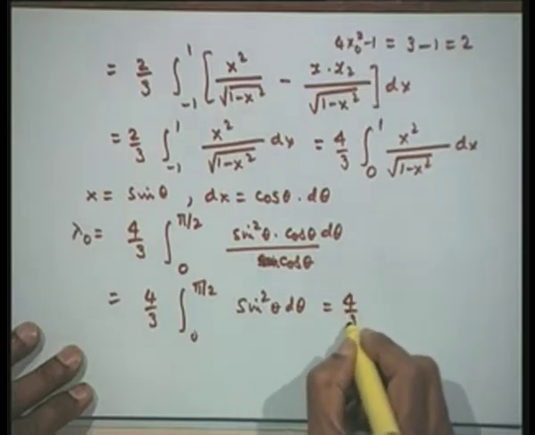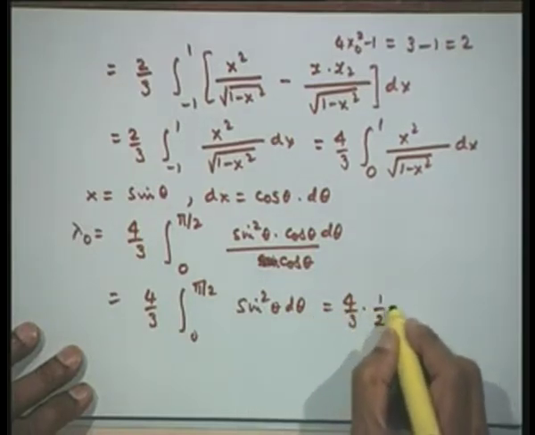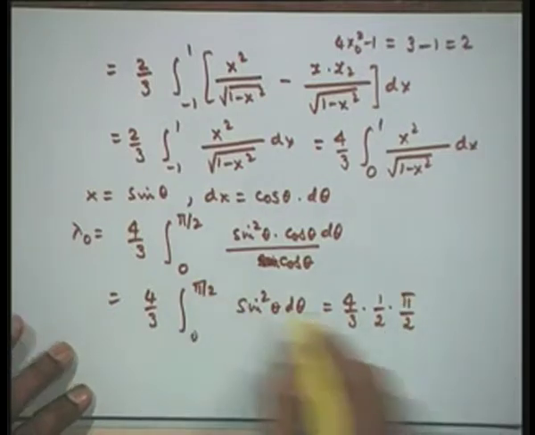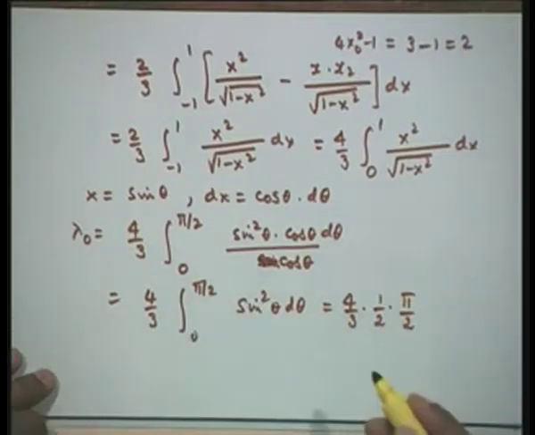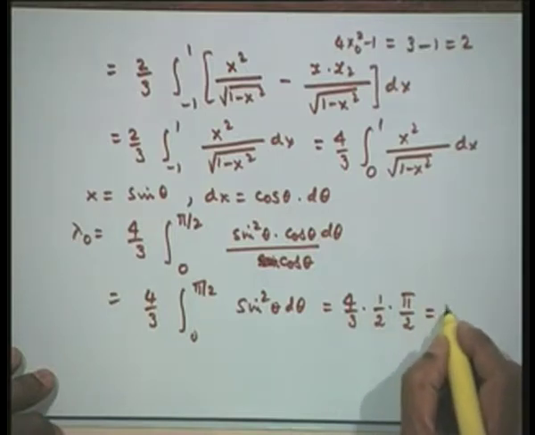Now let us use the reduction formula: this is equal to 1 by 2 into pi by 2, integral from 0 to pi by 2 of sin squared theta is 1 by 2 into pi by 2. Therefore this is equal to pi by 3.